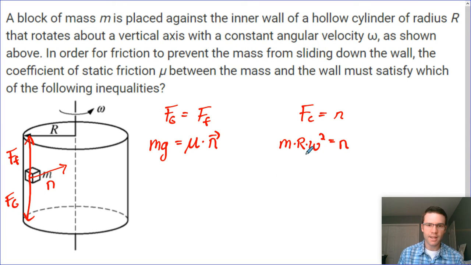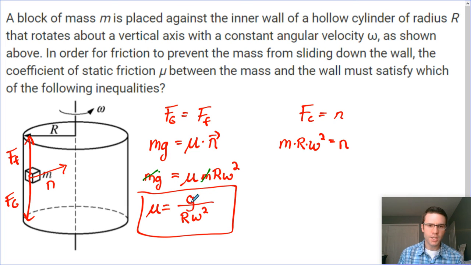I'm going to plug this back in for my normal force right over here, and I'm going to get an equation that just has our mu values now in relationship to all of our other terms. We got rid of our normal force that we didn't know. And then I can cancel my masses, solve for mu, and you get g over r omega squared. Let's evaluate what this means for a second. That means my coefficient of static friction must be large enough to satisfy this relationship up here. The force of gravity has to be equal to my force of friction, which means this is a minimum value. If it's at least this value, then this relationship up here will exist.